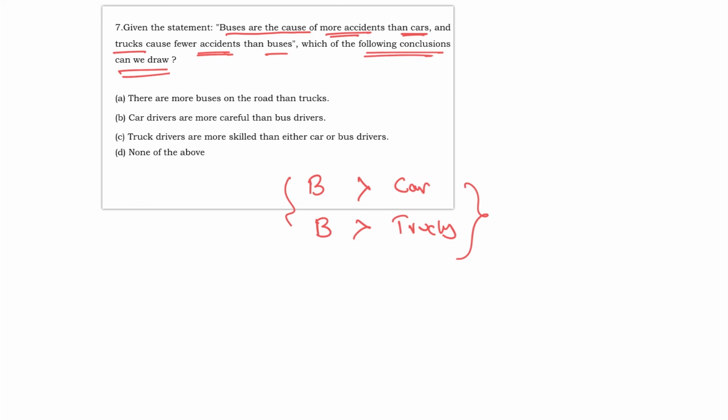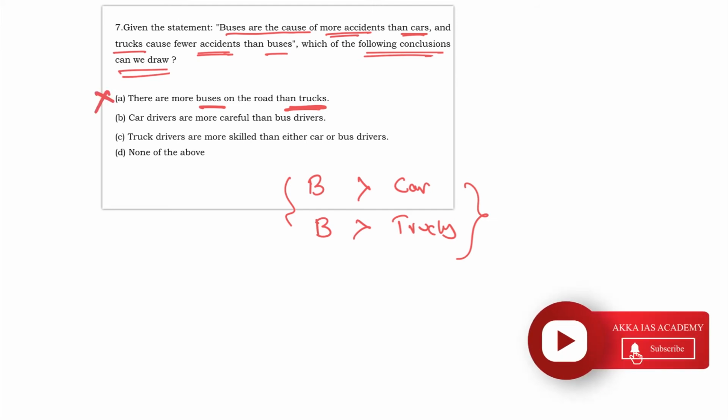There are more buses on the roads than trucks here. See, if buses are the cause of more accidents, it doesn't mean that the number of buses on the road is more than trucks. So option A can be eliminated here.